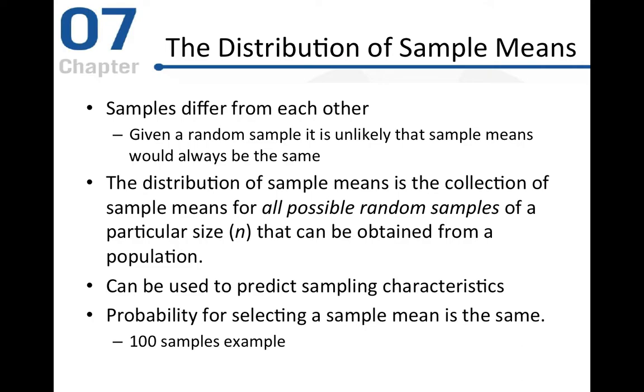So given a random sample, it is unlikely that the sample means will always be the same. That's highly unlikely. I would say if you were to think about it in terms of probability, it's just never going to happen, right? The distribution of sample means is a collection of sample means for all possible random samples of a particular size that can be obtained from a population.